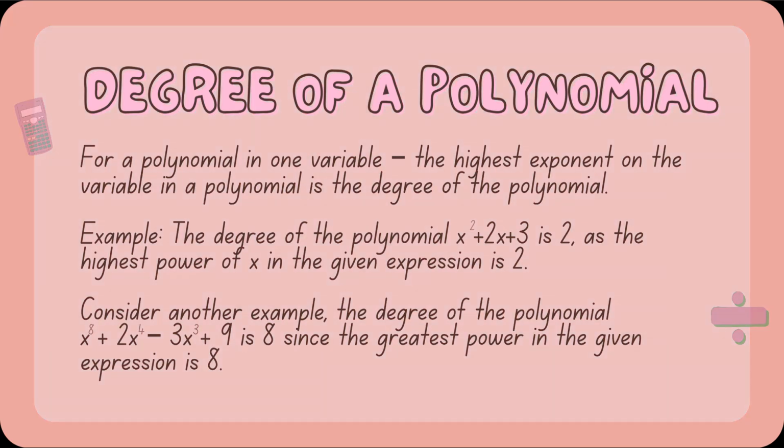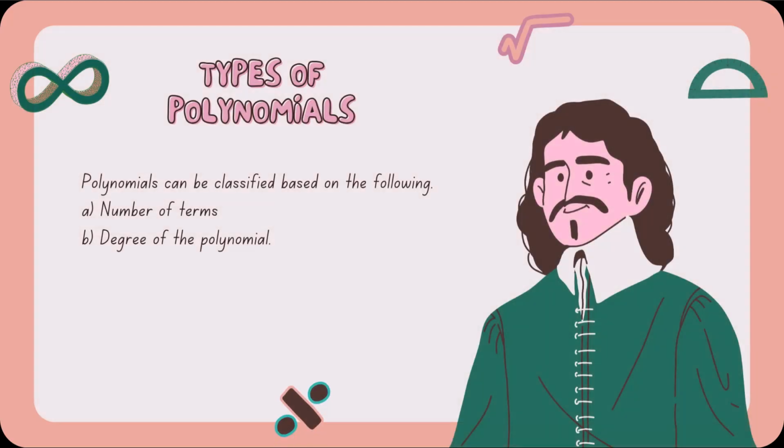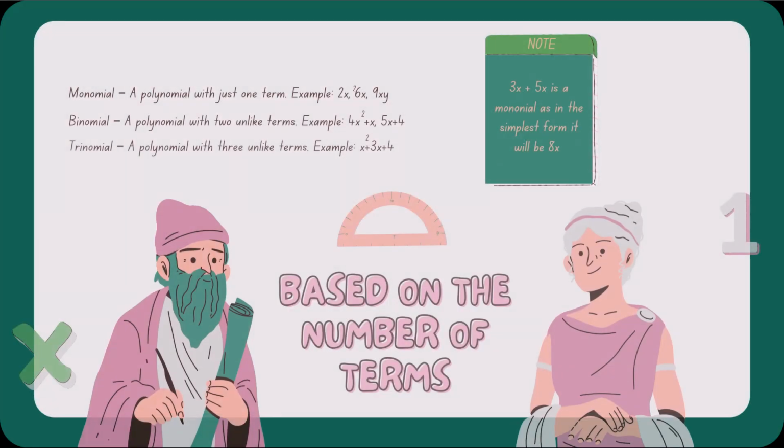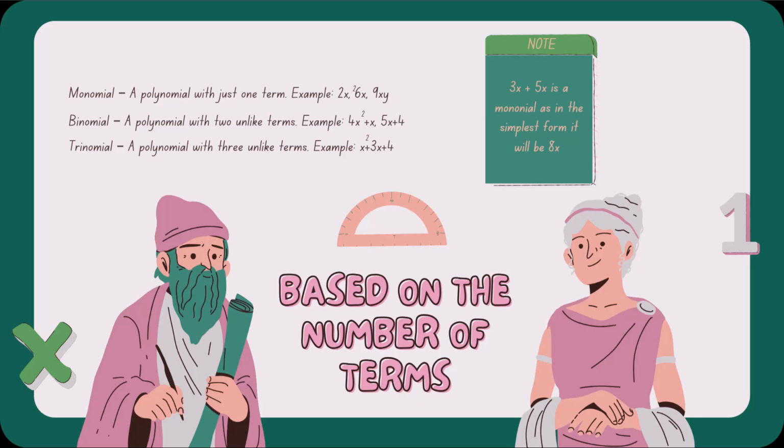Now, what are the different types of polynomials? Polynomials can be divided into different types based on the number of terms and the degree of the polynomial. Let's look at the number of terms. We have monomial, which means one term. So 2x squared, or 6x, or 9xy, each of them is a monomial because there is just one term. And what is a binomial?